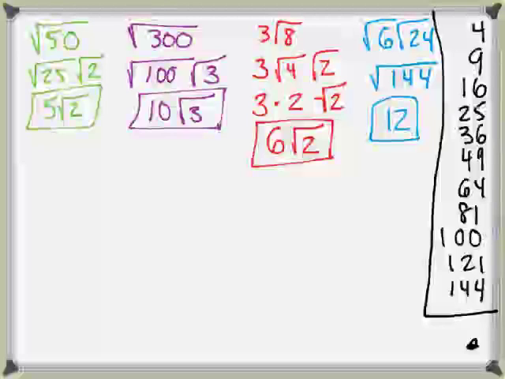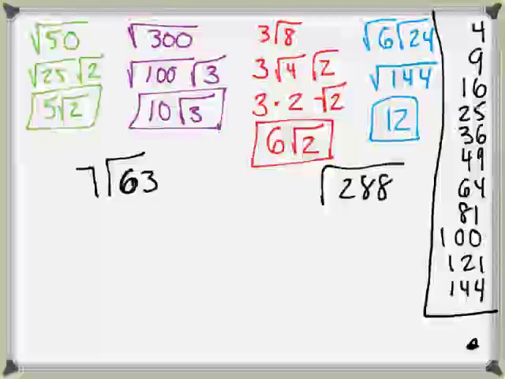Okay. Questions? I have 2 problems for you to try then. 7 times the square root of 63 and the square root of 288. I would like you to try those 2 problems, and then we will talk about them.